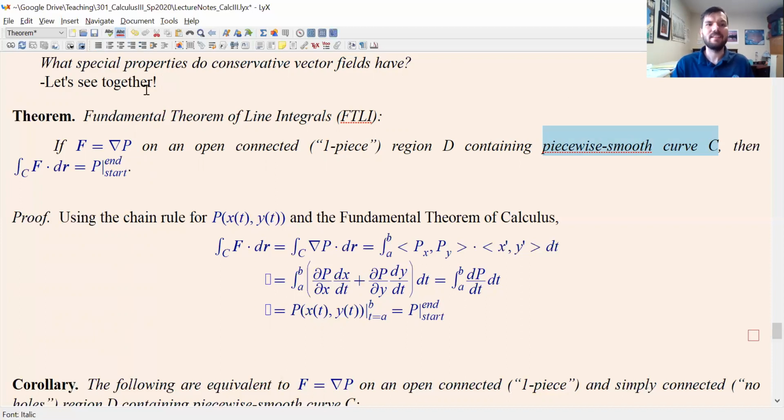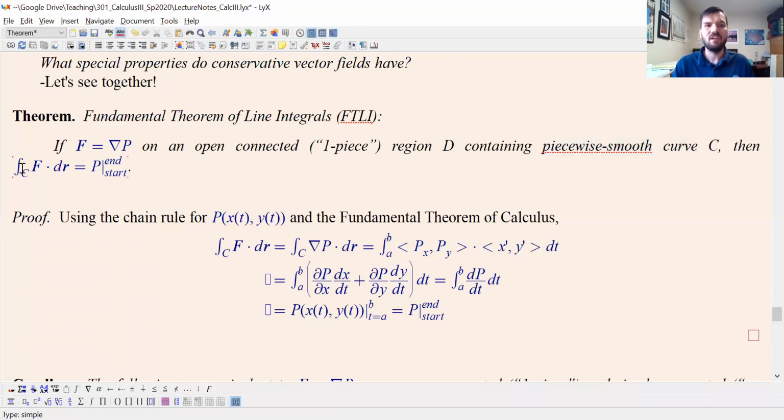then the integral of that vector field dotted with dr, or the work done by the vector field in the direction of the curve C, is equal to the evaluation of the potential surface at the end point of your curve and at the beginning point of your curve, the end point minus the start point. You can think of that as b minus a in a sense.